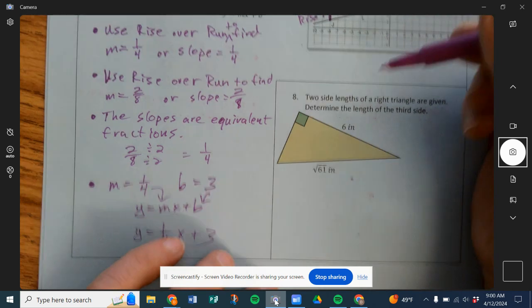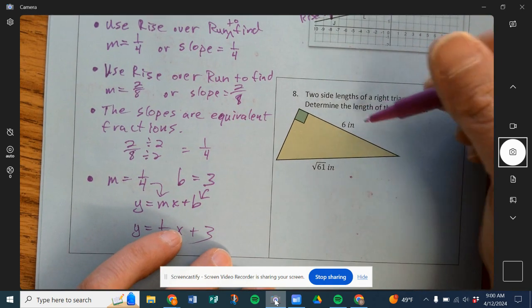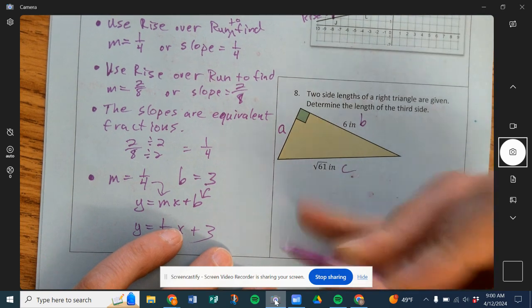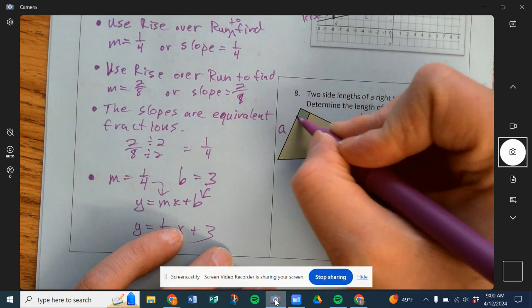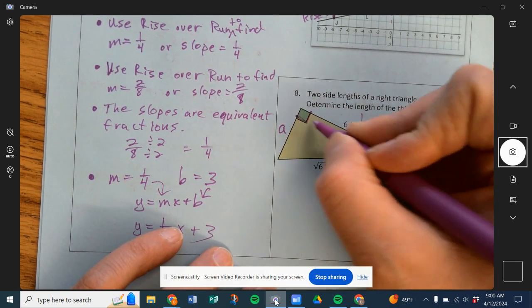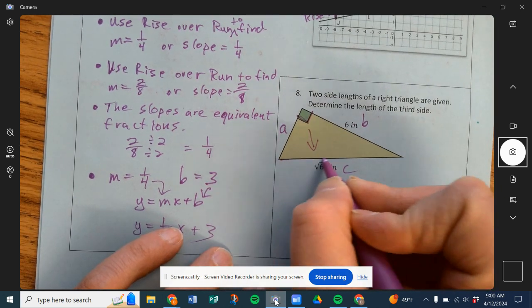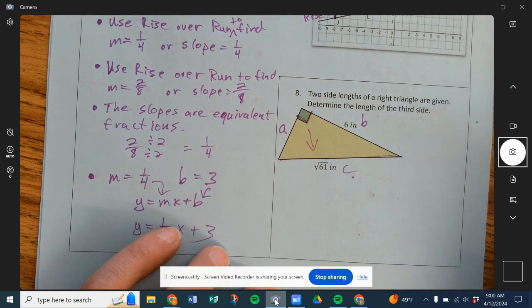There you go. Two sides of a right triangle are given. Determine the length of the third side. This is my short side, I'm going to call it A. Medium length side is B. Long side is C. Again, if you're like, how did he do that? How do you know the long side is C? My right angle is right here. I draw an arrow away from it. That's always the long side. That's always the hypotenuse.